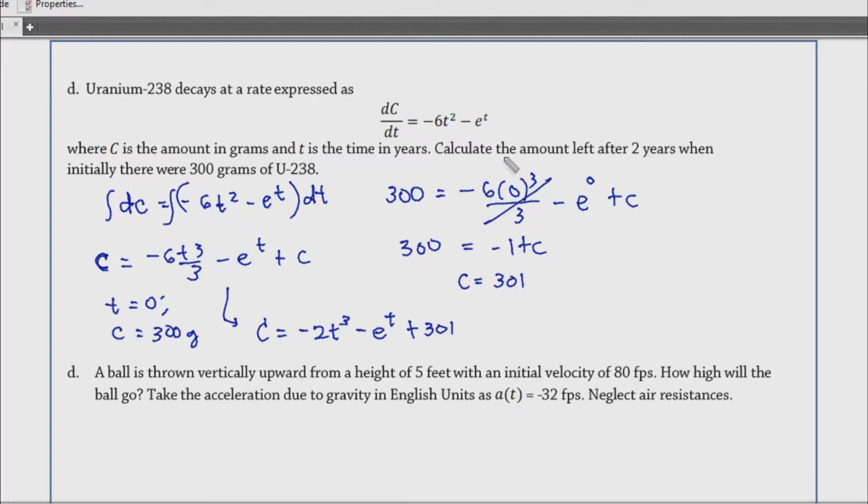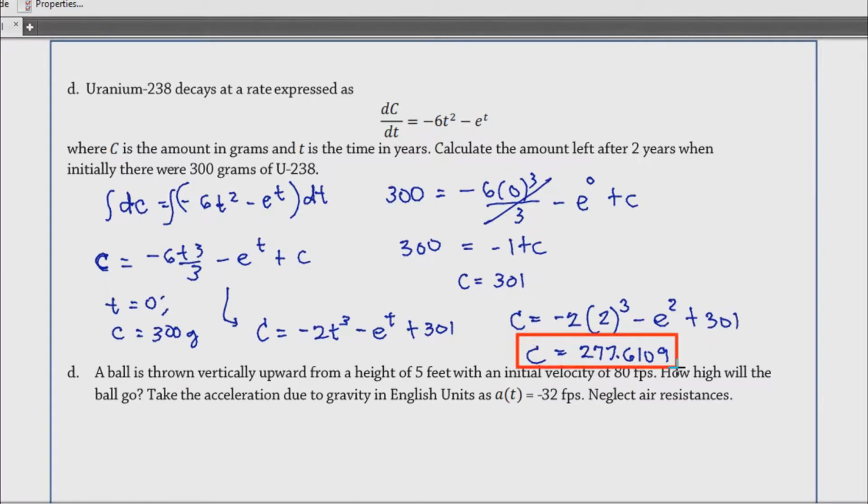Now, sabi dito, calculate the amount left after 2 years. Okay? So, after 2 years, we have c is equal to negative 2 times 2 cubed minus e raised to 2 plus 301. Therefore, in this case, mas preferred mo yung decimal point kasi you're talking about the exact amount. So, i-decimal point nyo na yung inyong sagot dito. So, that's 277.6109. So, this is your final answer.